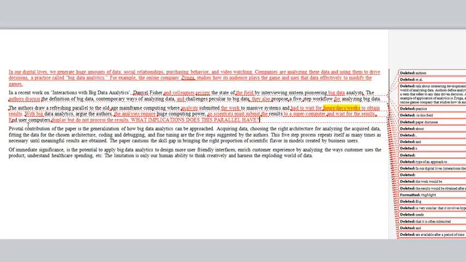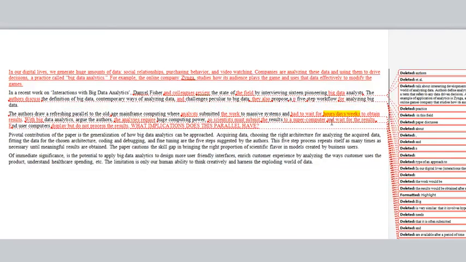So they say the pivotal contribution of the paper is the generalization of how big data analytics can be approached. Well, notice we already set up here, they propose a five-step workflow. I'm going to put the word pivotal back up in the second paragraph to emphasize the significance of the work. So they also propose a pivotal five-step workflow for analyzing big data. And then I think we can get rid of all of this.